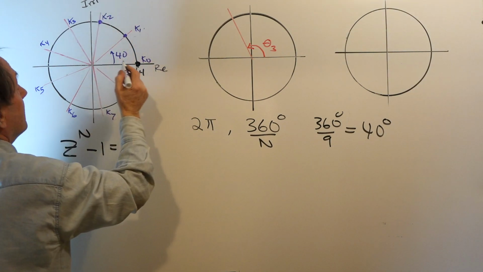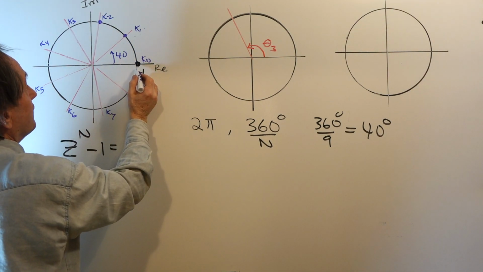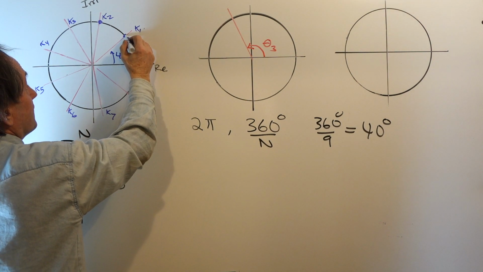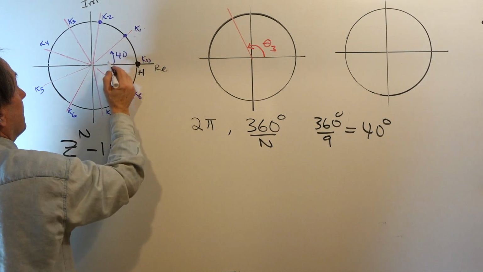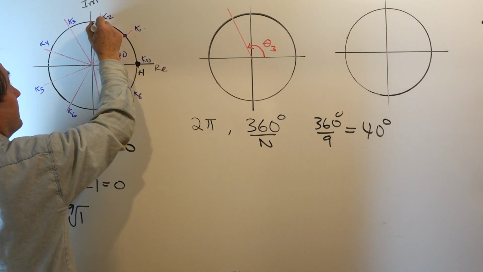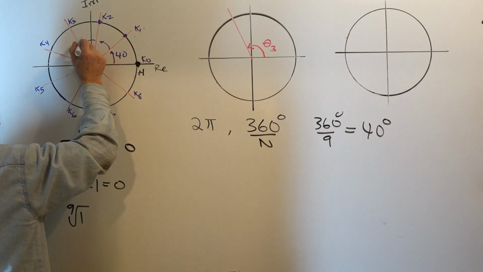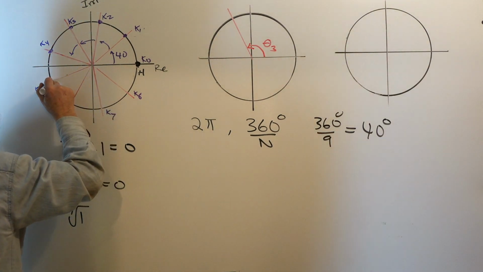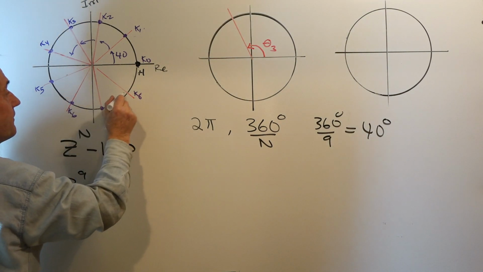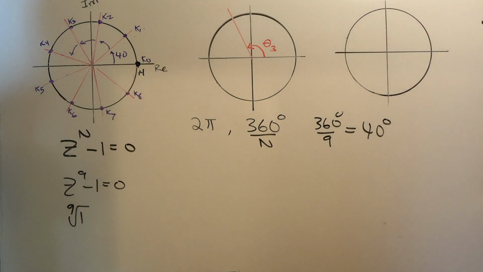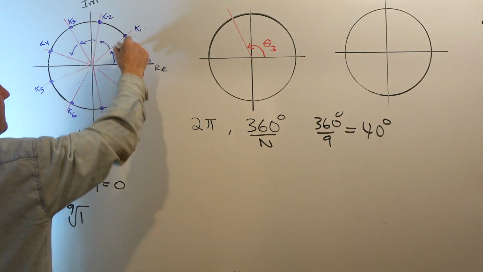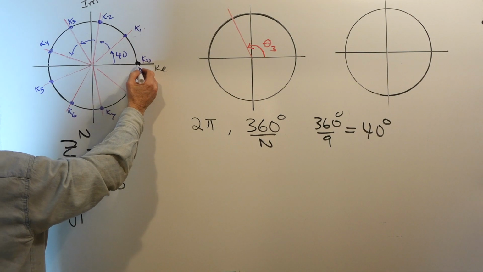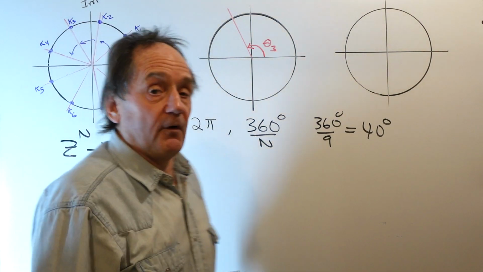So, we go from +1, we move up 40 degrees, and we get our next root, the second root. Then we go another 40 degrees, that gives us our next root. And we keep rotating 40 degrees to get our roots. So here are our roots, which are evenly spaced around the unit circle, beginning with +1 as an anchor point. So we're done. We found all the roots.